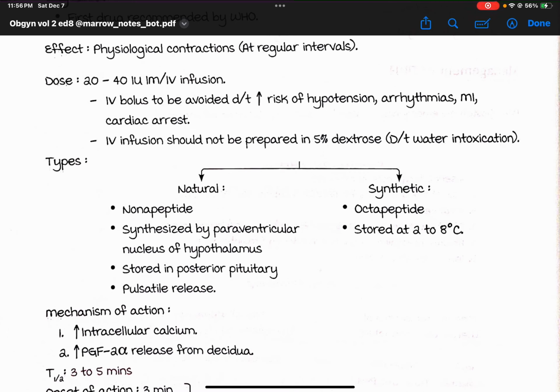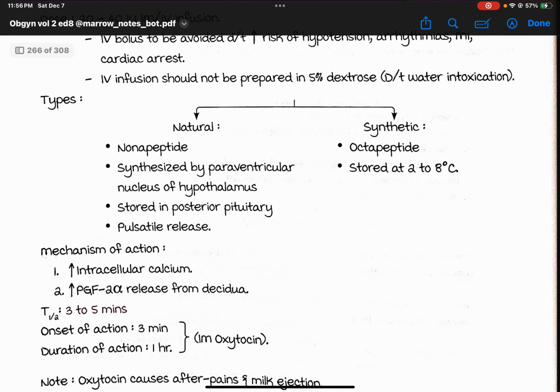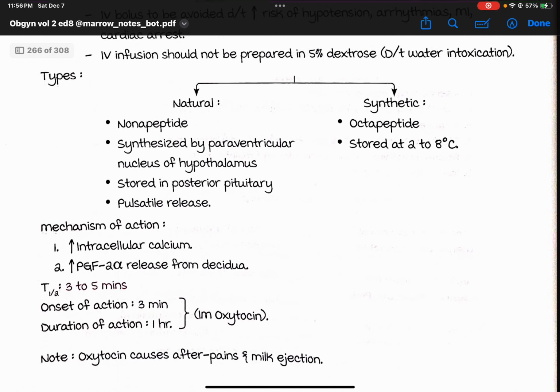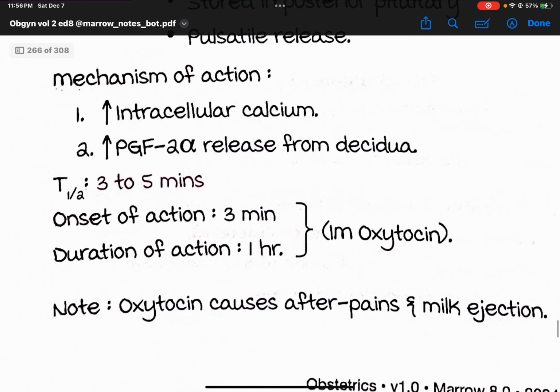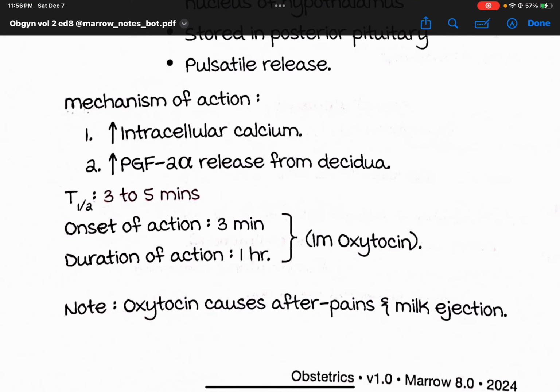Types: there is natural and synthetic. Natural type is a nonapeptide synthesized by the paraventricular nucleus of the hypothalamus, stored in the posterior pituitary, with pulsatile release. Synthetic is an octapeptide stored at 2 to 8 degrees Celsius. Mechanism of action: increases intracellular calcium, increases PGF2 alpha release from decidua.